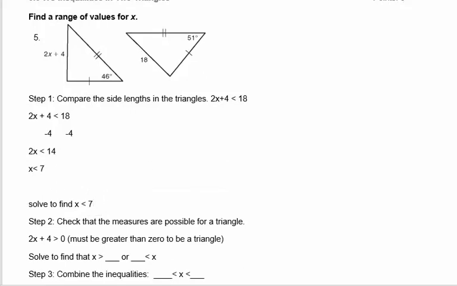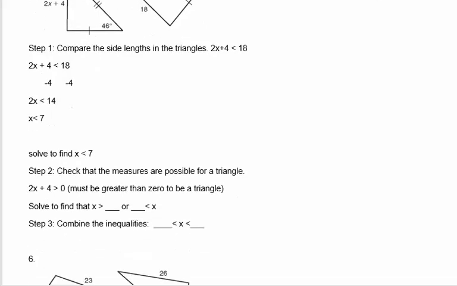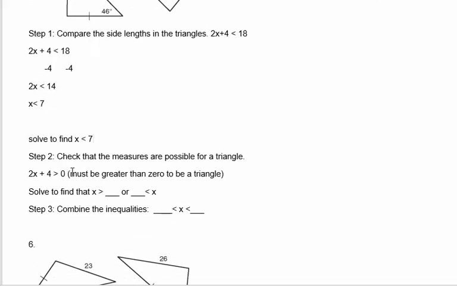Now we continue on because we have to make sure that our measures are going to be possible for a triangle. So 2x plus 4, we know that it has to be less than 18. We also know that this has to be greater than 0, because a side of a triangle cannot be 0 or less than 0, or you won't even have a triangle. So I write that 2x plus 4 has to be greater than 0.